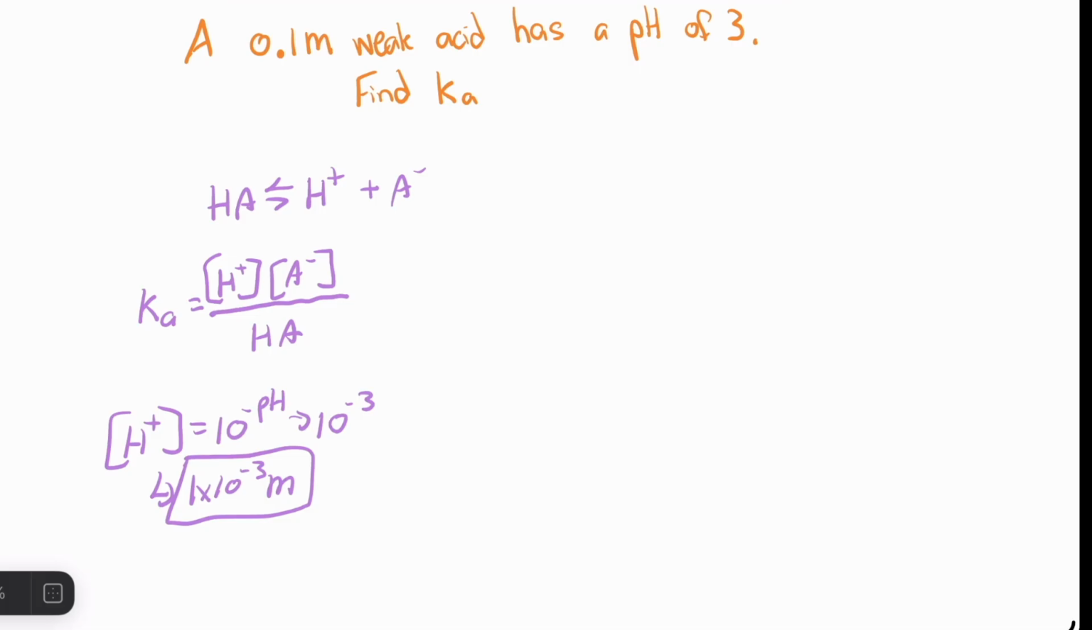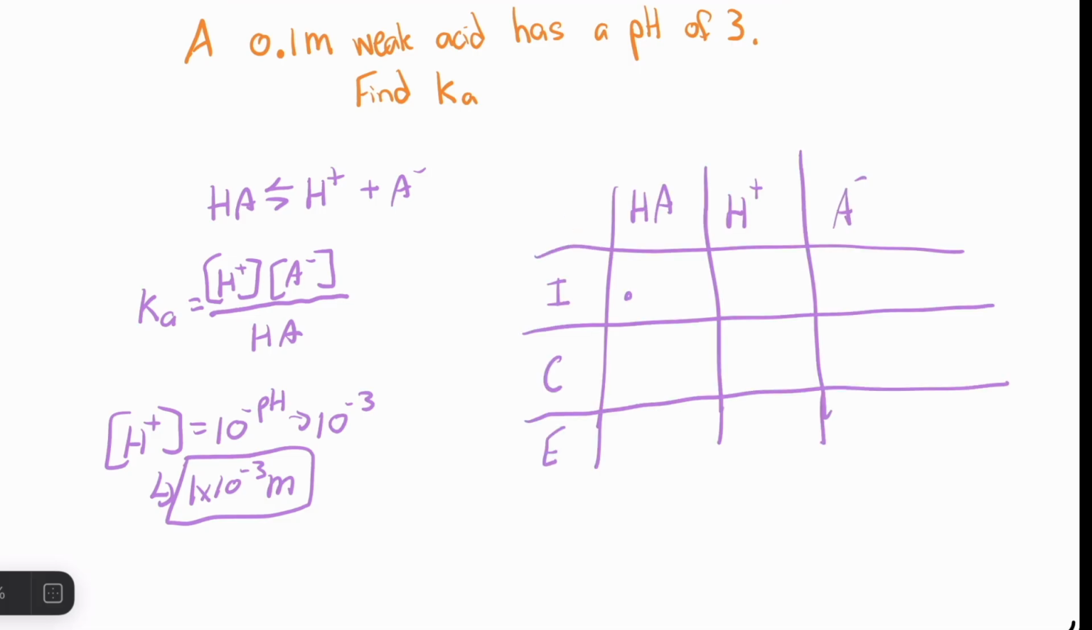Next, we need to make an ice table. So if we set up our ice table, if we look at our initial concentrations, we know we have 0.1 molar of our HA, of our acid. And since our reaction didn't go through yet, we're going to have 0 H plus and A minus. Nothing dissociated yet. Our change, as we just determined, is going to be 1 times 10 to the negative third, or 0.001. So from our initial, we're going to take away 0.001. And in our products, we're going to gain 0.001 for each product.